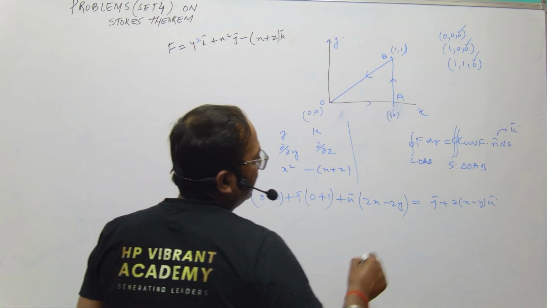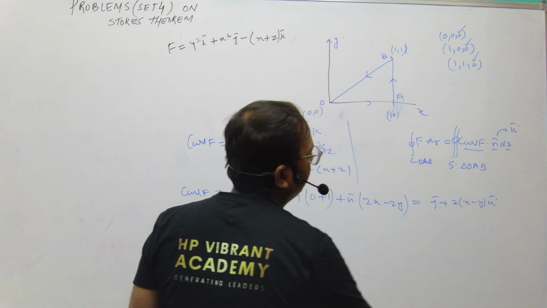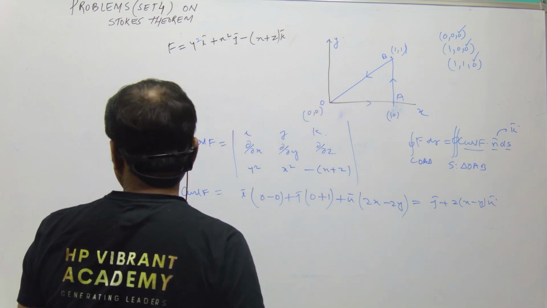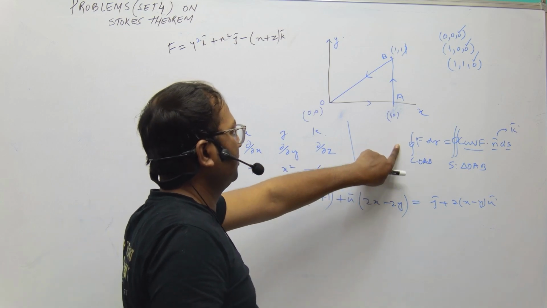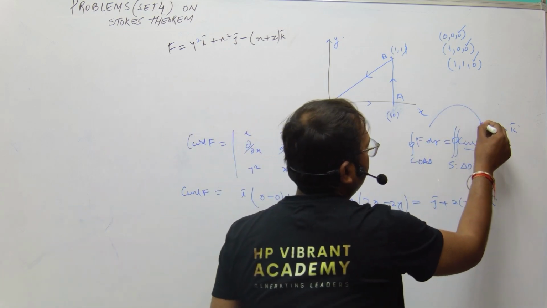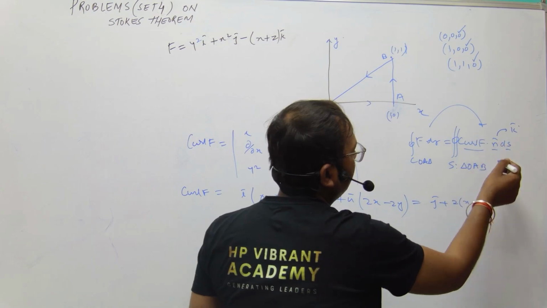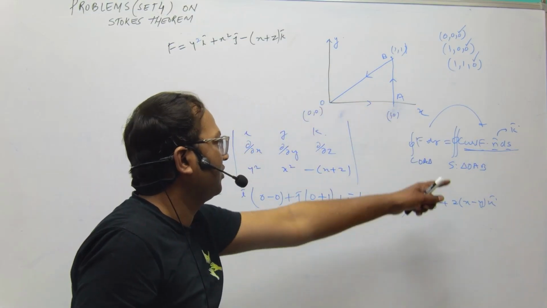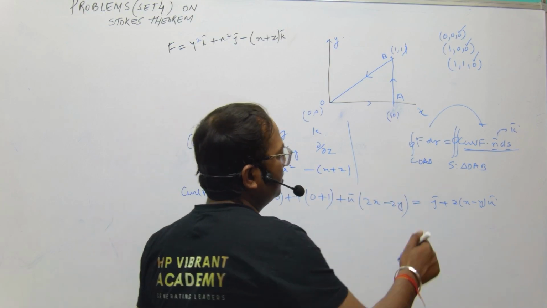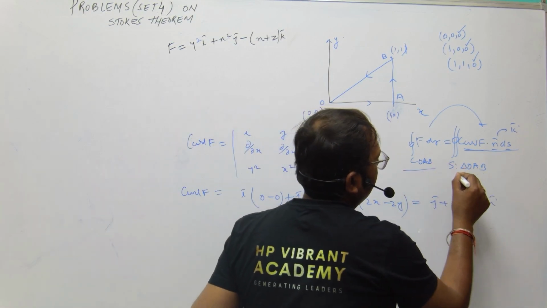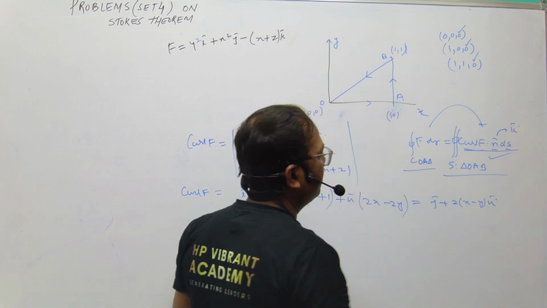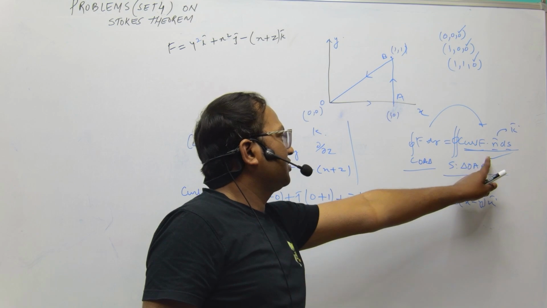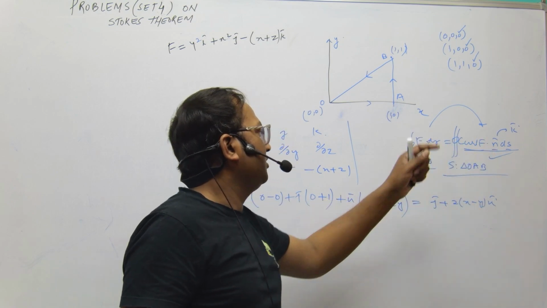Now let us calculate curl of f dot n cap ds. We have to evaluate the line integral. As per Stokes theorem, line integral is equal to surface integral. So let us calculate the value of the surface integral, and whatever value we get for the surface integral, the same will be the value for the line integral.